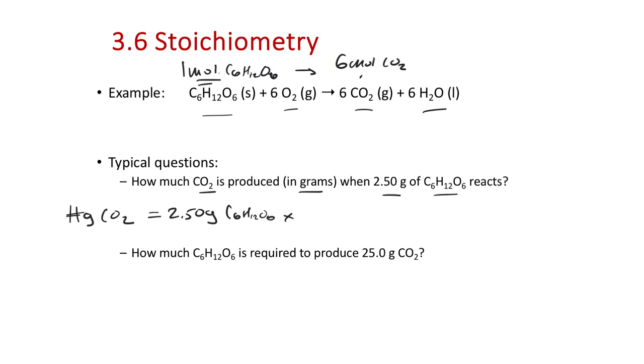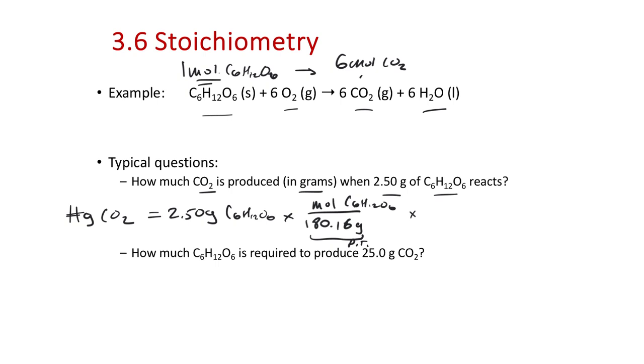And so 12.01 for carbon times 6, I'm just going to the periodic table, plus 1.008 for hydrogen times 12, plus 16 times 6 for the O's. That's 180.16 grams per mole. So again, this is just coming from the periodic table, atomic weights times 6, times 12, times 6 for the C, H, and O.